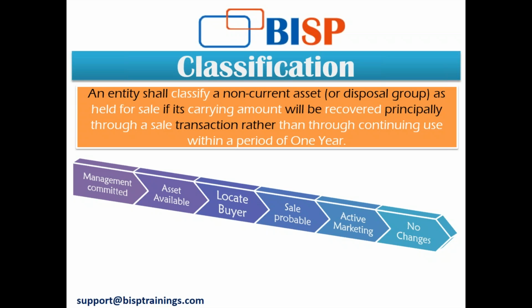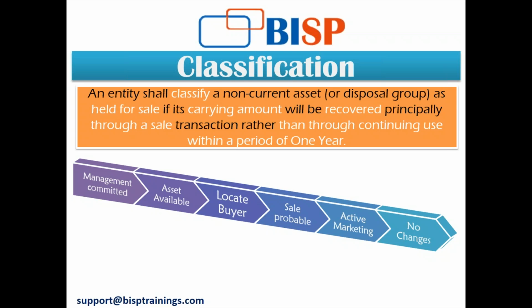Now, let's say the management is committed to sell the asset. The sale is very probable. I am going out and locating the buyer. The asset is available for immediate sale. But if I am attaching a value to that asset which is higher than the market value, let's say the value of my land which I want to sell is 1 lakh, but I am demanding 5 lakh, then of course you cannot classify that asset as non-current assets held for sale.